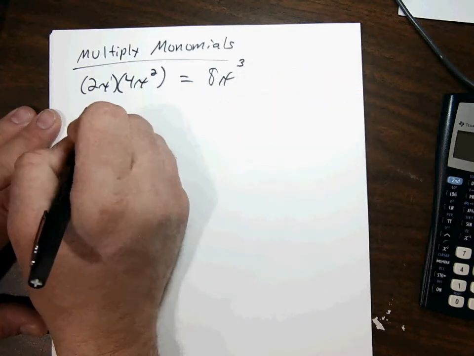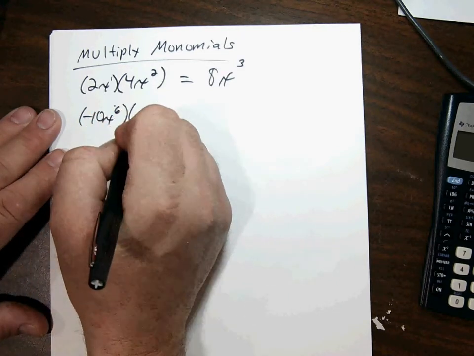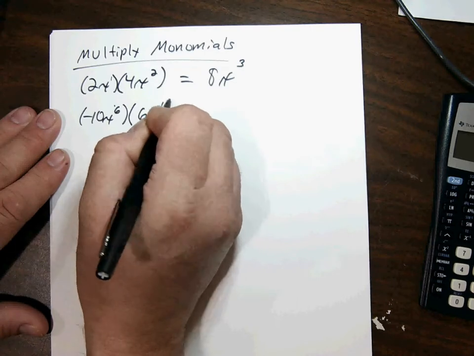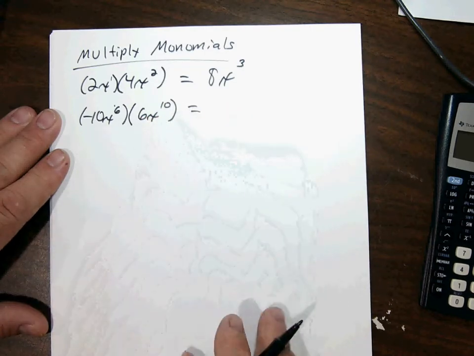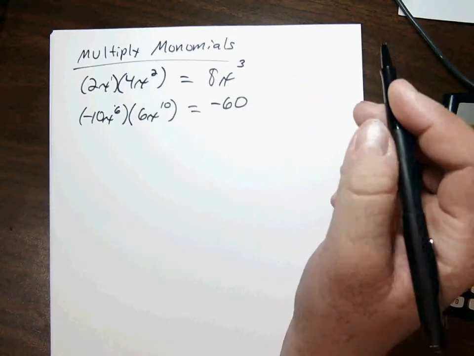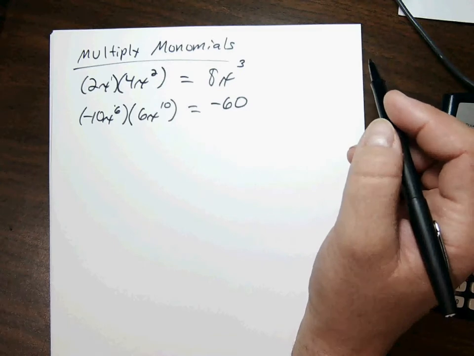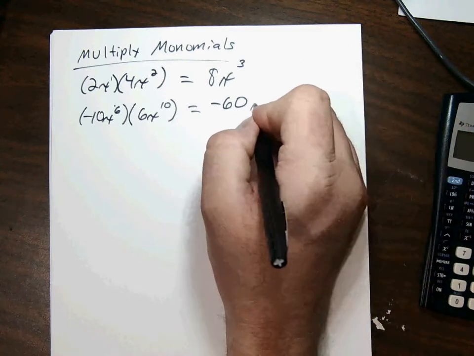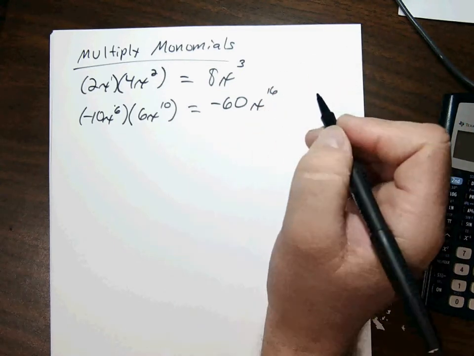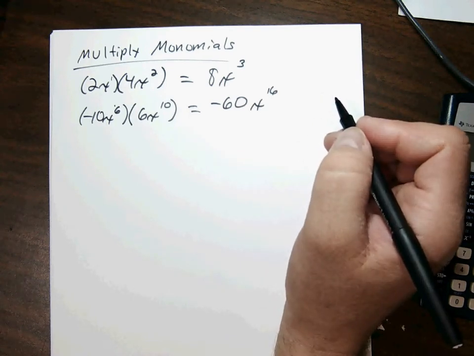Okay. Negative 10x to the 6th times 6x to the 10th. Negative 10 times a positive 6 is a negative 60. X to the 6th times x to the 10th. That's where I add the exponents together. And I'll get x to the 16th. Okay, all good there?